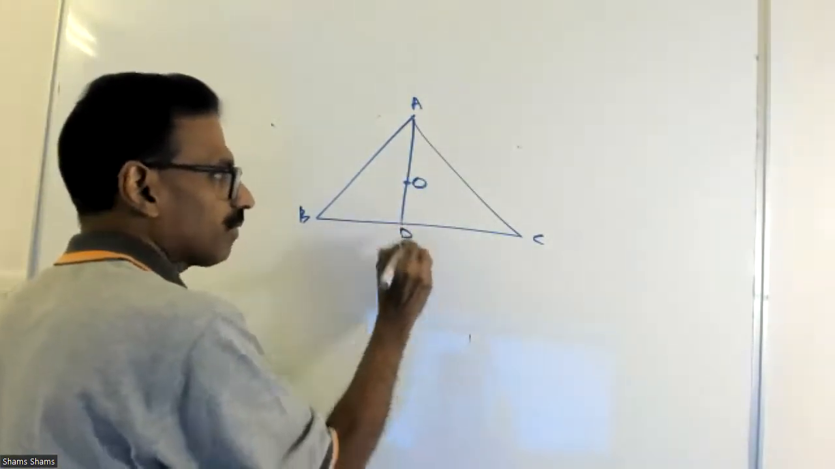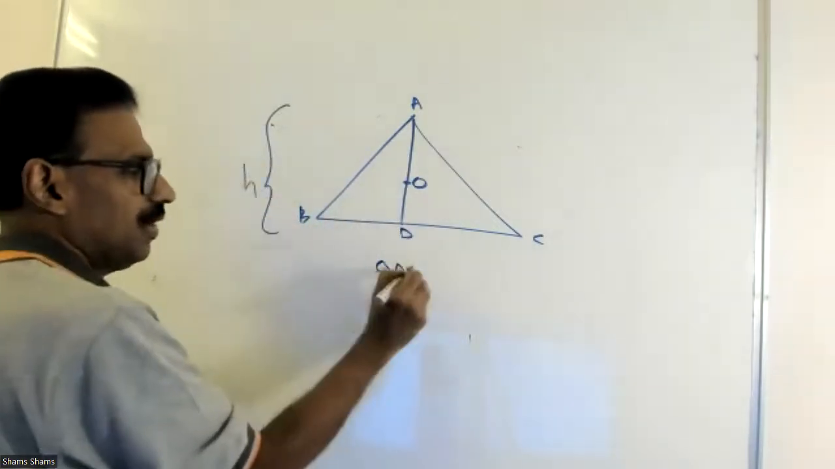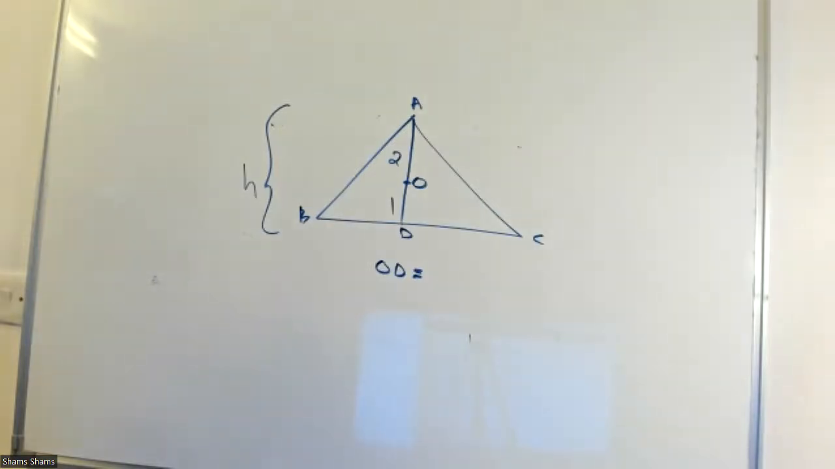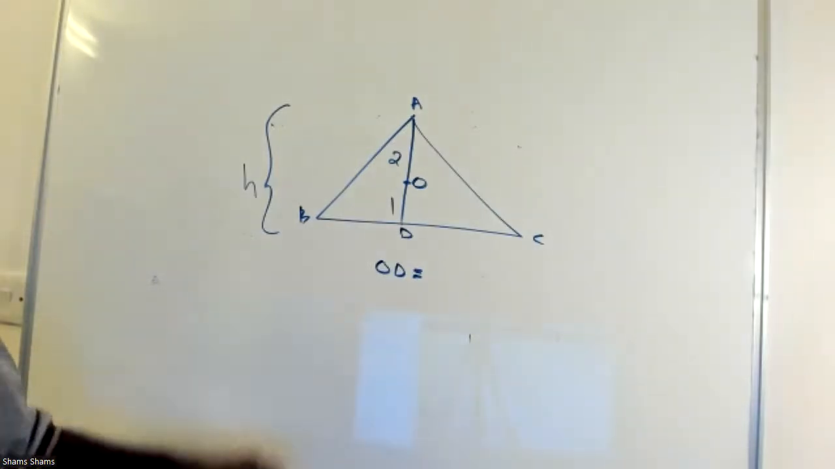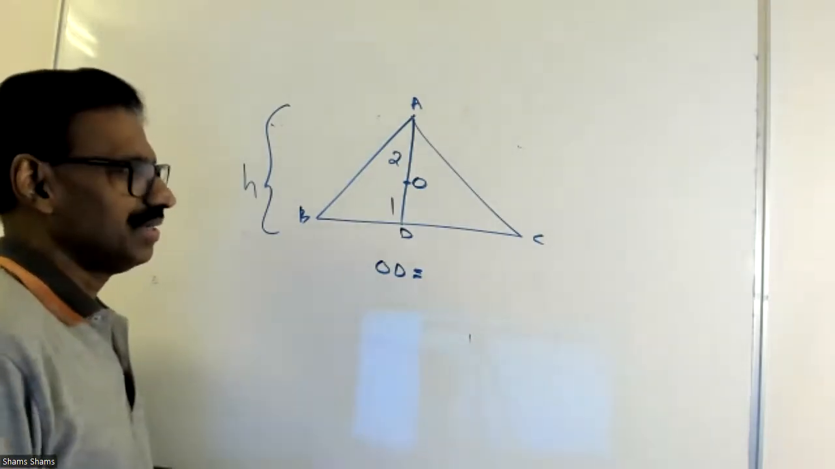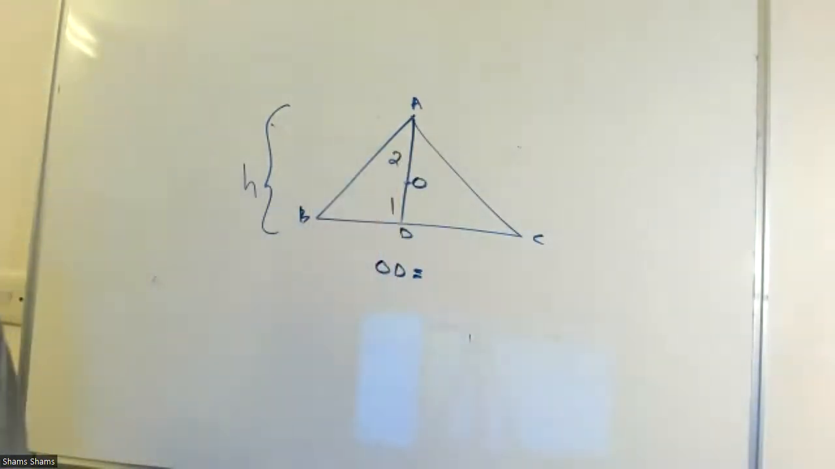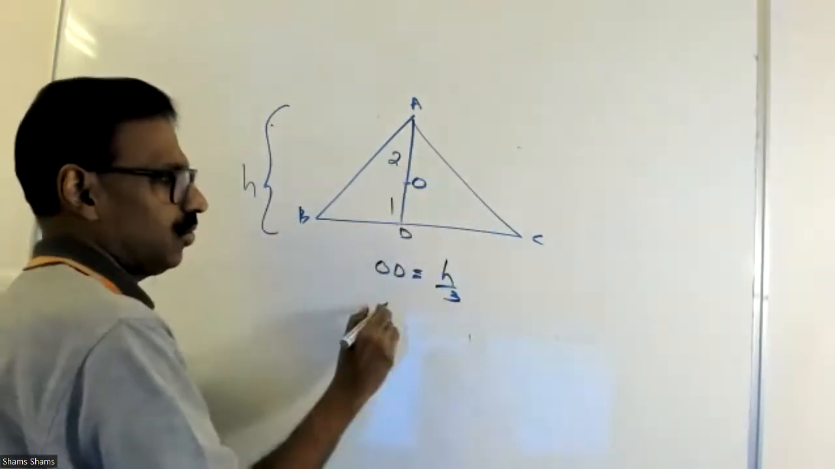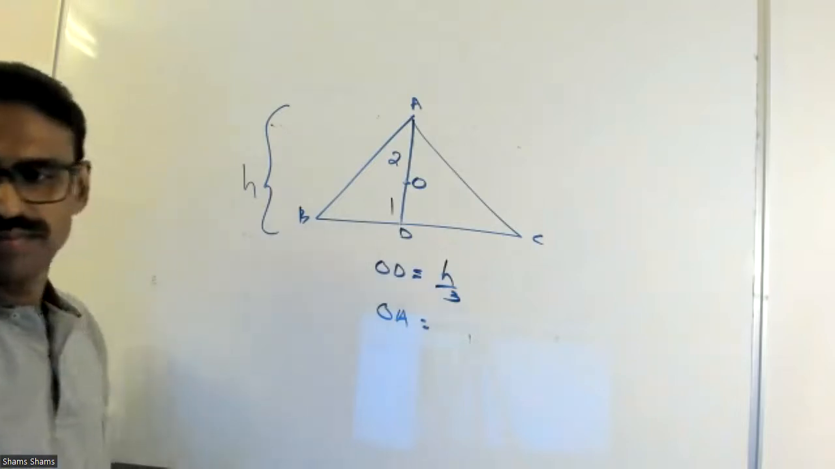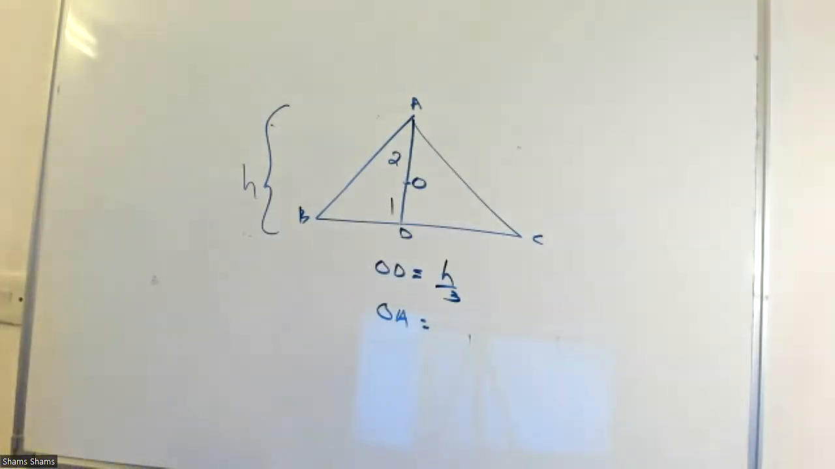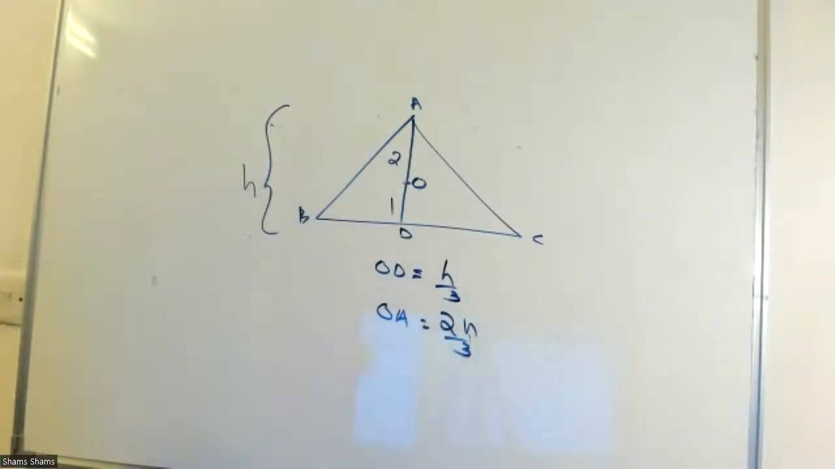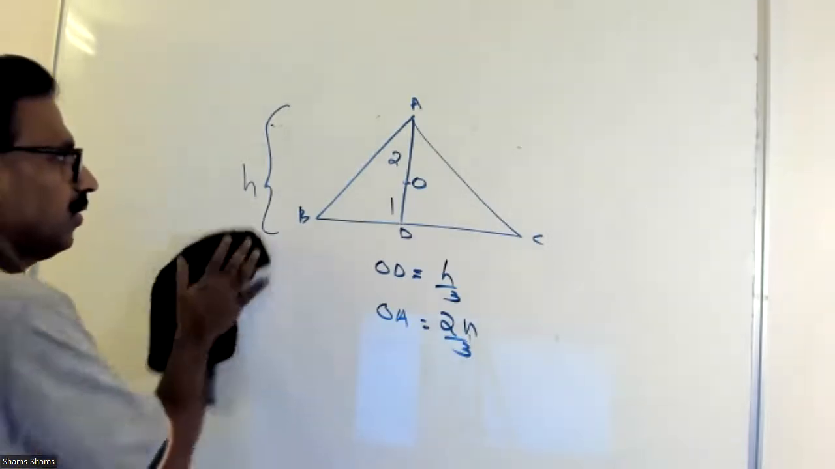So OD equal to what? This whole length is H. Accordingly, OD is 1 part and OA is 2 parts. My question, OD, this length, how much? 1/3 H, H by 3, right? OD equal to H by 3. OA equal to what? OA equal to 2H by 3.